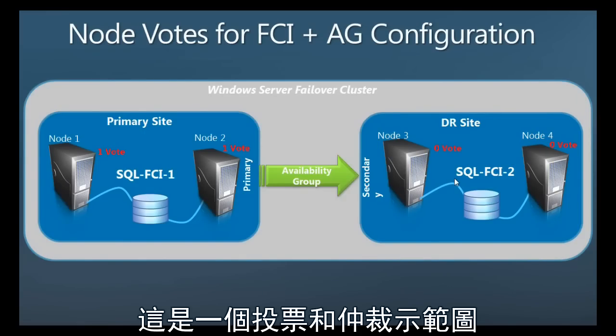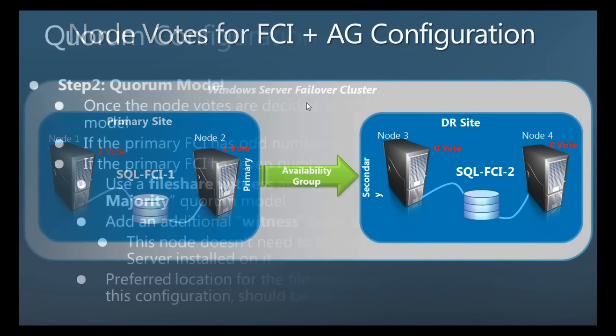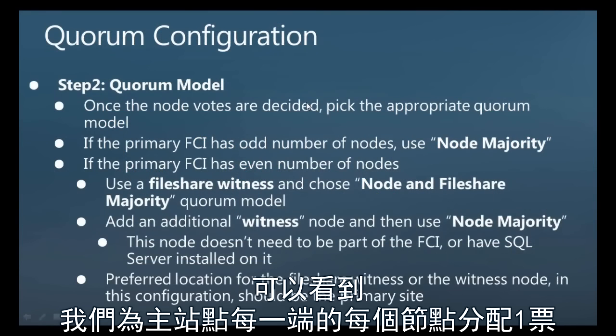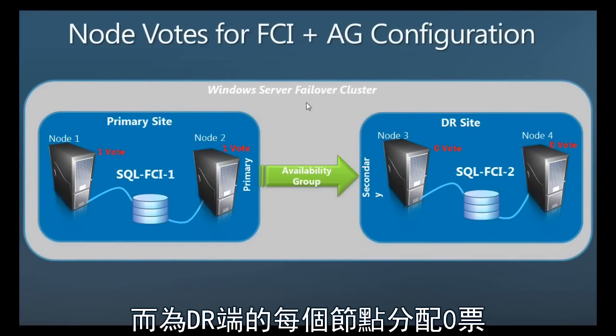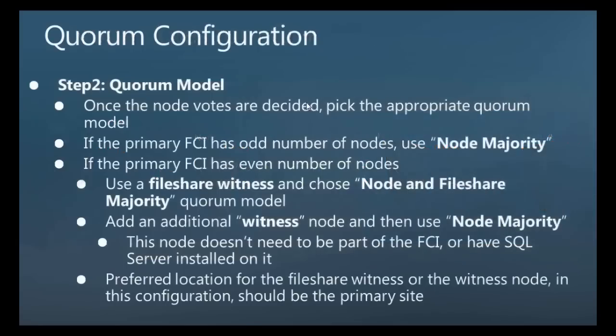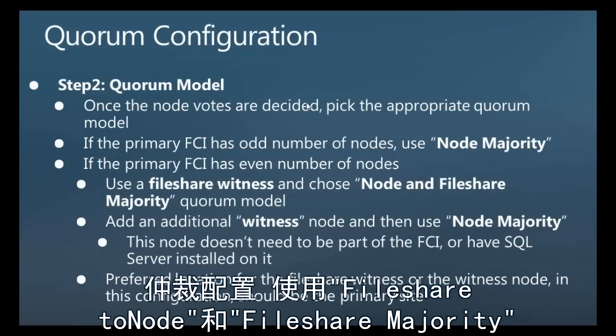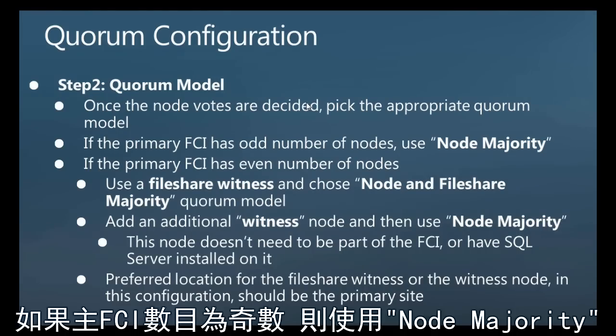So here's the diagram for the votes and the quorum. You can see that you assign 1 vote to each node in the primary side and 0 vote to each node in the DR side. Quorum configuration: use a file share, or choose node and file share majority. If the primary FCI has an odd number of nodes, then you can use node majority.